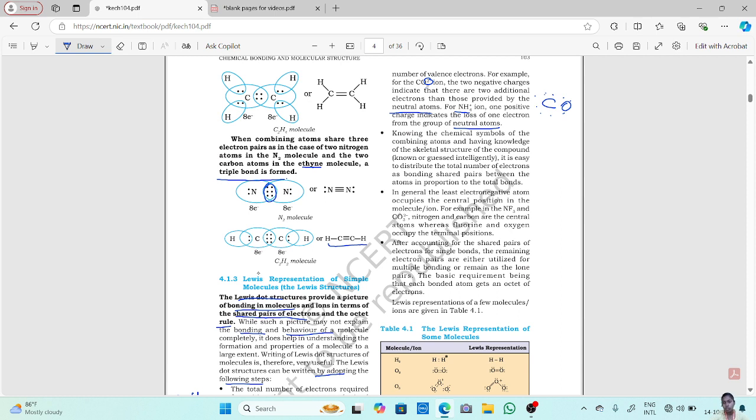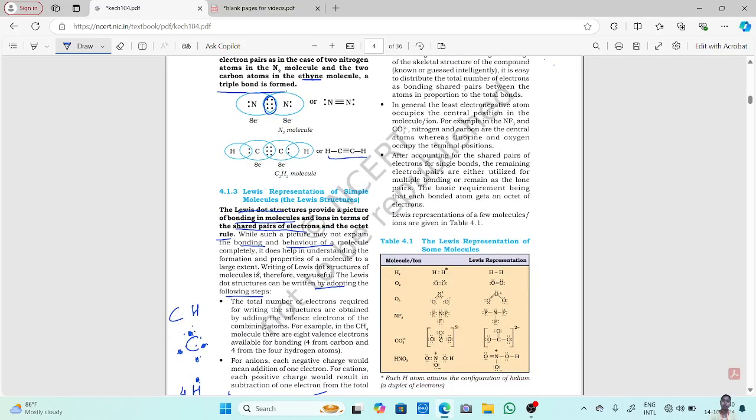How many electrons are required for bonding, how many bonds are formed, that you can easily detect if you know the chemical symbols and the skeletal structure of that molecule. Now in general, the least electronegative atom occupies the central position in the molecule or ion. So the one with less electronegativity occupies the central position.